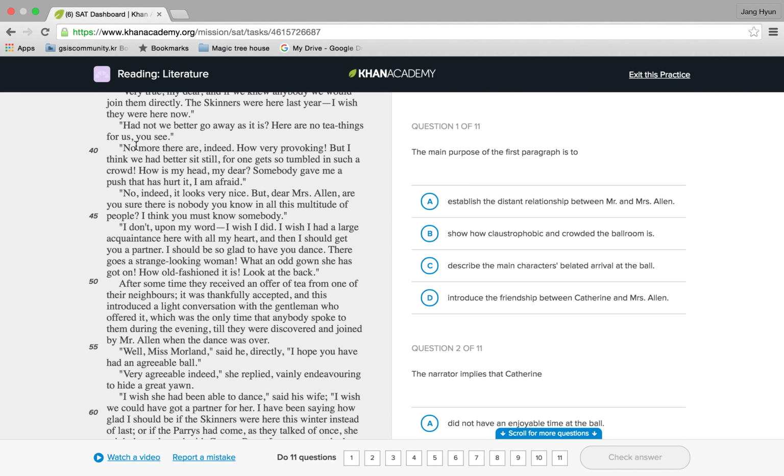No more there are indeed. How very provoking. But I think we had better sit still, for one gets so tumbled in such a crowd. How is my head, my dear? Somebody gave me a push that has hurted, I'm afraid.